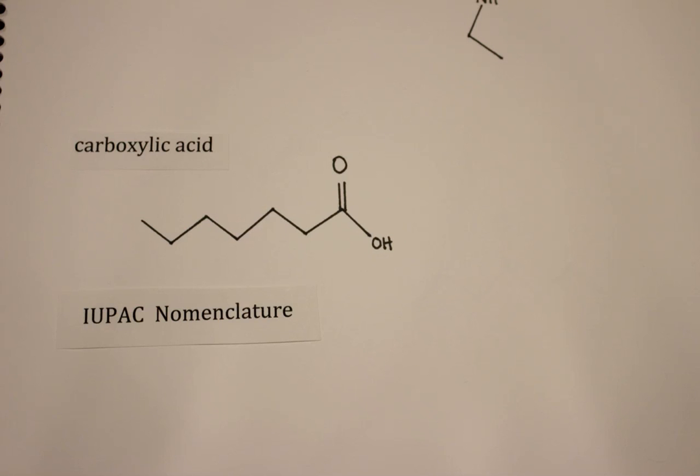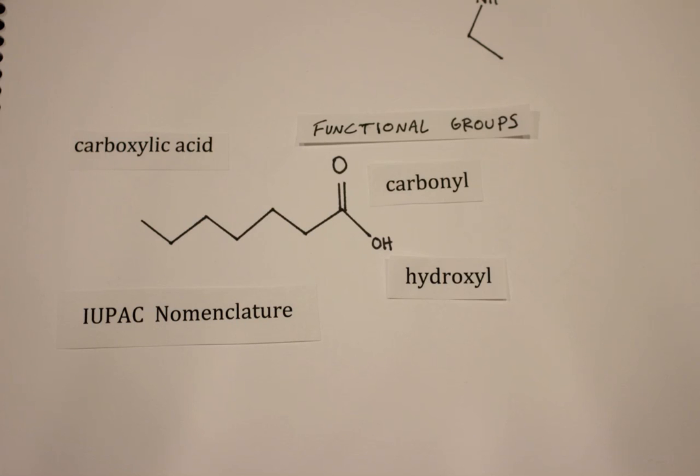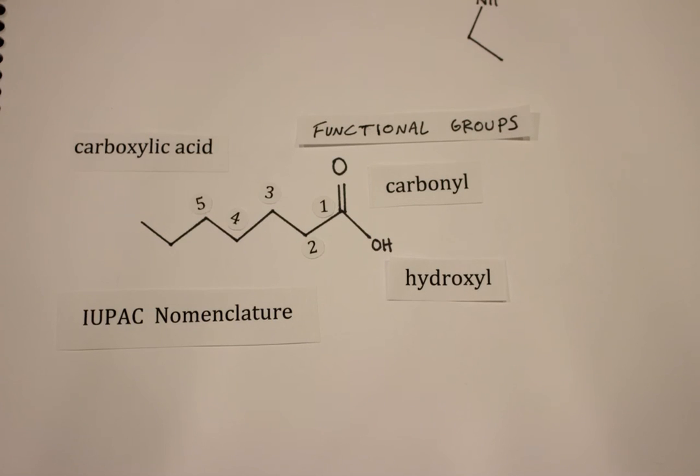Finally, we're going to look at a carboxylic acid. A carboxylic acid has a C double bonded to an O, which is called a carbonyl group, and the same C attached to a hydroxyl group, which is, as you recall, the identifying molecule in an alcohol. With a carboxylic acid, you always number the carbonyl carbon as number 1.